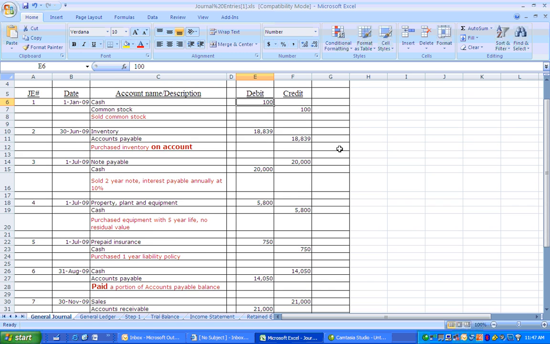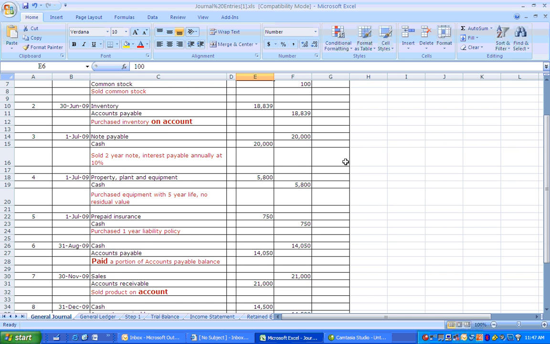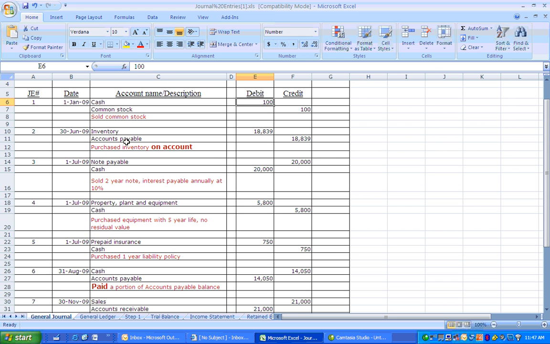But let's carry on. On June 30th, Lizzie Inc. does her second transaction. She purchases some inventory on account. And when I say on account, in Accounting 1, this is a very big deal. When we talk about it on account, we're either talking about accounts receivable or accounts payable. So she purchased something. She received inventory. That's an asset. We're increasing the asset with a debit, and we're crediting accounts payable, increasing that by crediting it.